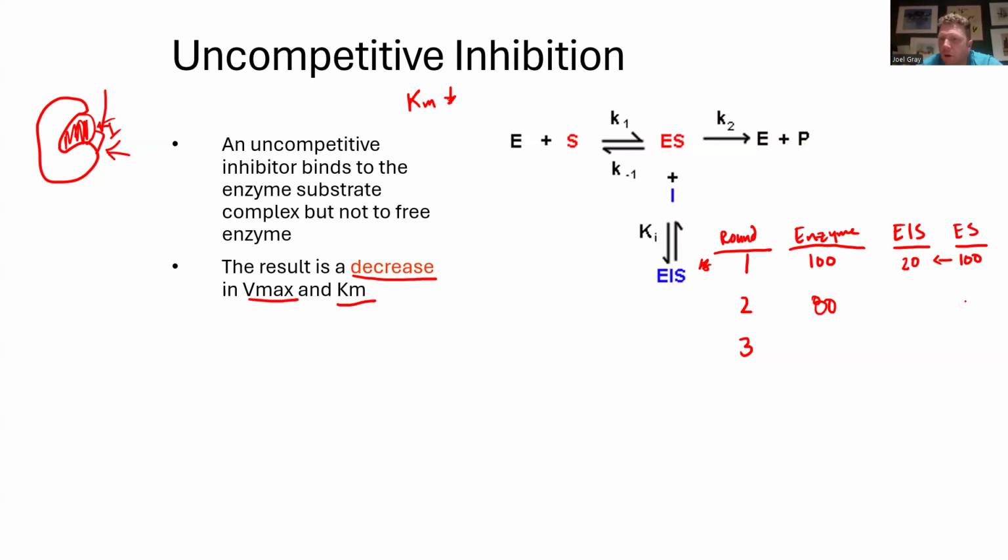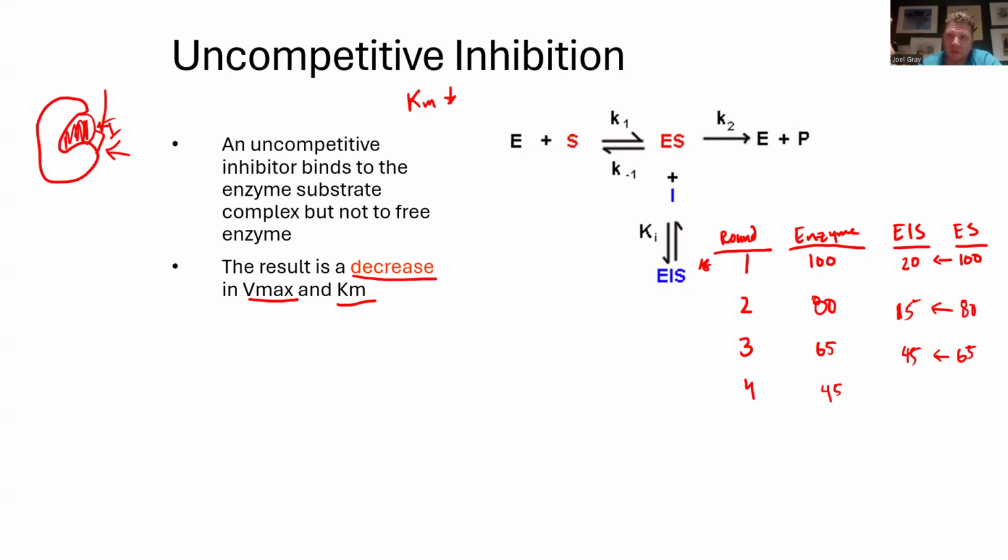So then all 80 of these will again form the ES complex. Now let's say that 15 of them go on to form the EIS complex. Now we're down to 15 of these. At the start of round three, you've got 65 copies of the free enzyme. Now you're going to have 65 of the ES complex. 20 of these go on to form the EIS complex, and now you're down to 45 copies. Round four, 45 copies of the enzyme. What I'm getting at is that every successive round, your amount of free enzyme is going to go down.